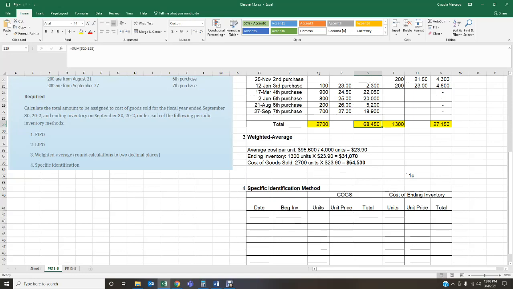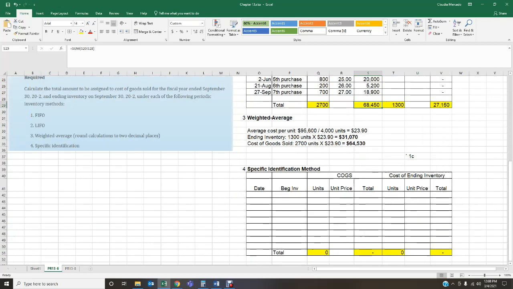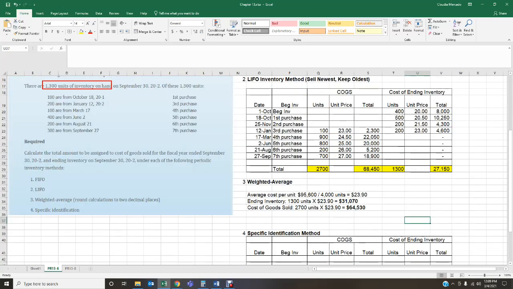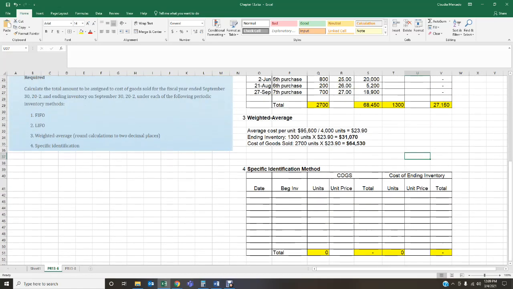Now, the more complicated item is the specific identification method. That one specifically identifies which items have been sold or not sold. It says here that these items are the 1,300 units that we have left on hand. This is what we have left over, so this is what's going to go in your cost of ending inventory section. If it does not apply to this information, then it's going to go under your cost of goods sold.